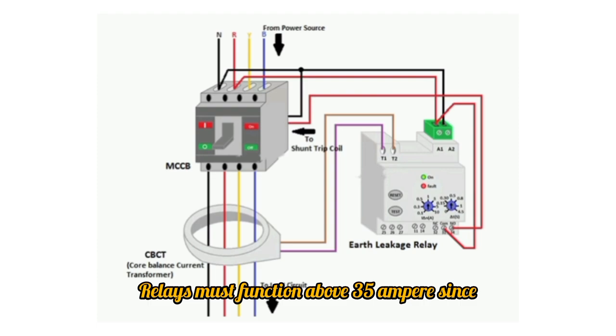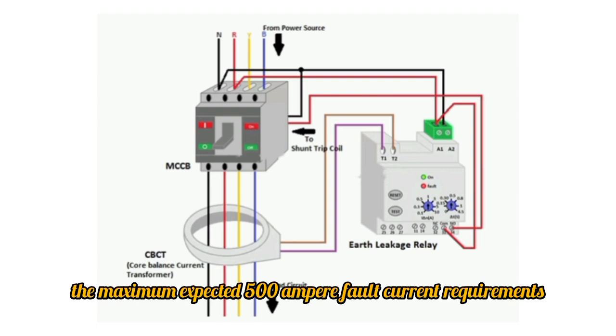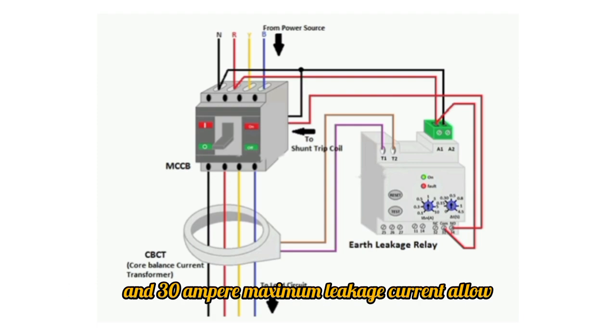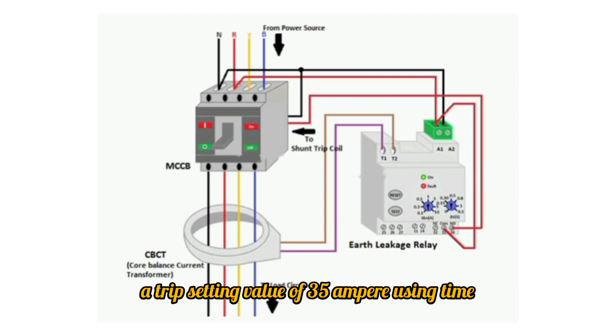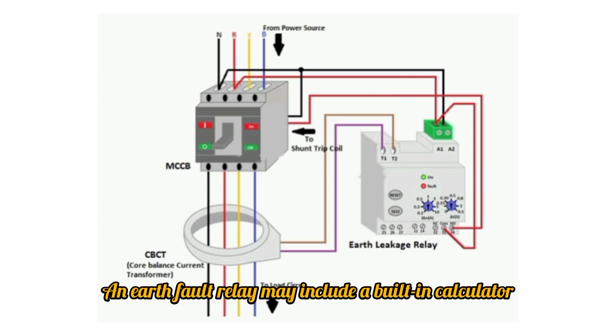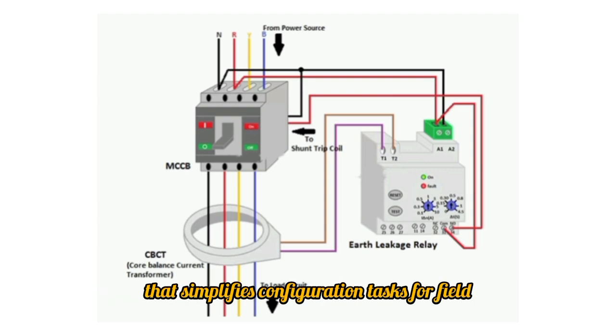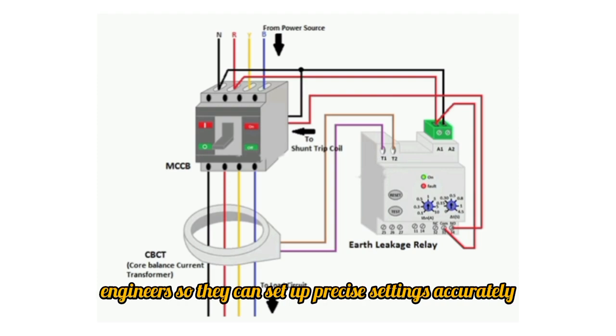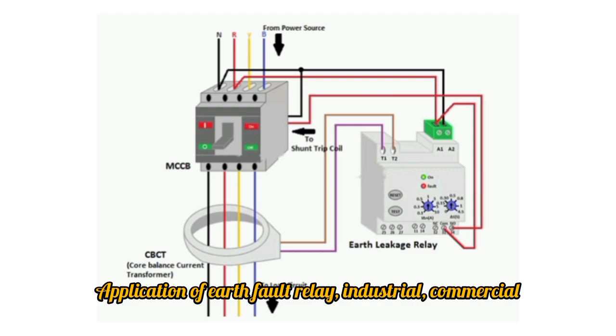Relays must function above 35 ampere since the maximum expected 500 ampere fault current requirements and 30 ampere maximum leakage current allow a trip setting value of 35 ampere using time current characteristics (TCC) curves. One can coordinate the time delay system for coordination with upstream devices. An earth fault relay may include a built-in calculator that simplifies configuration tasks for field engineers so they can set up precise settings accurately. Application of earth fault relay.